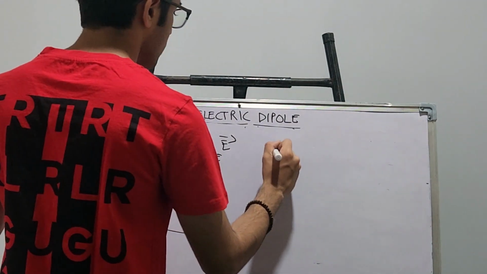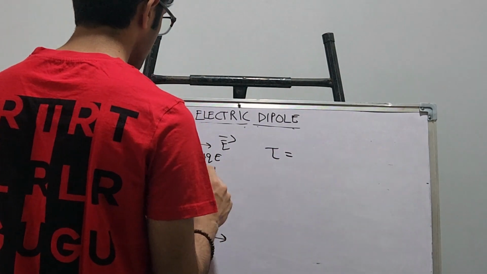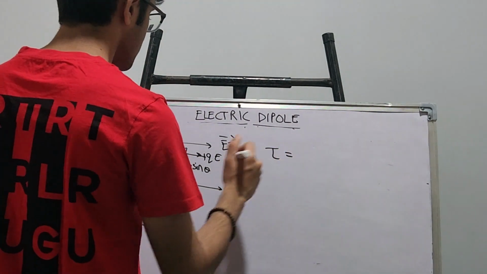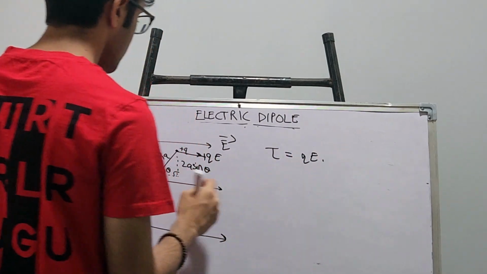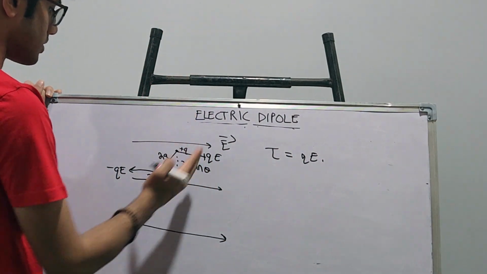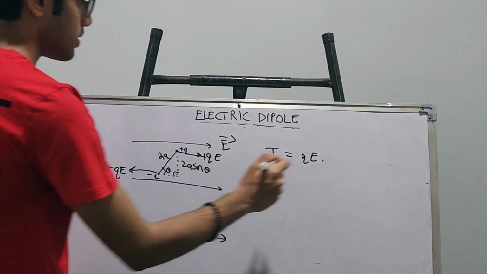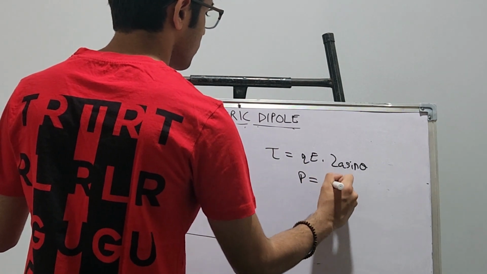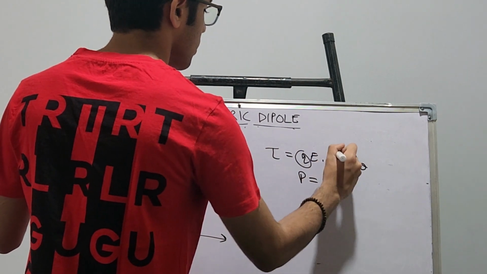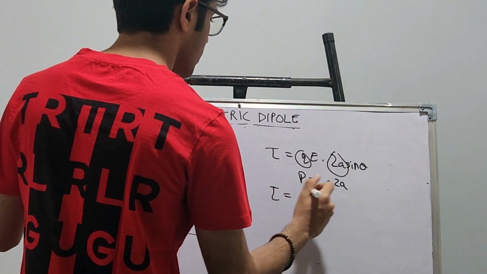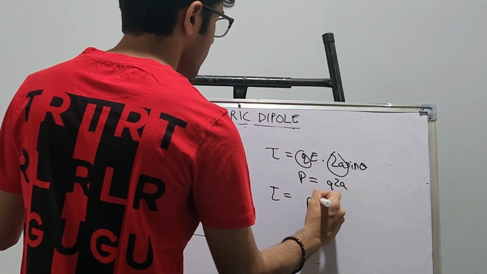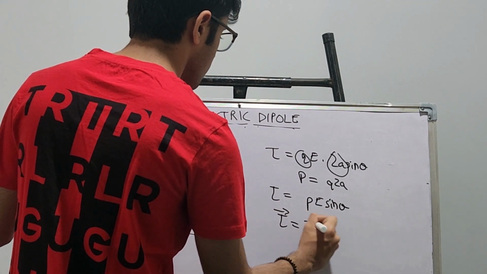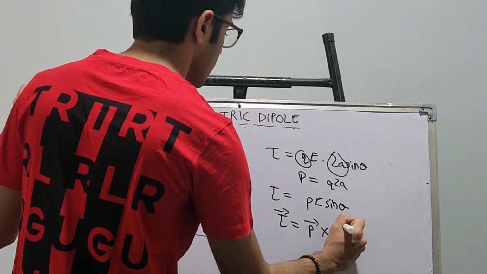If we were to find the torque, we know that torque is equal to force times the perpendicular distance. So force is qE times the perpendicular distance, not this distance, the perpendicular distance, which is 2a sine theta. And we know that P is equal to q times 2a. So replacing this, we would get torque is equal to PE sine theta, or torque is equal to P cross E in this case.